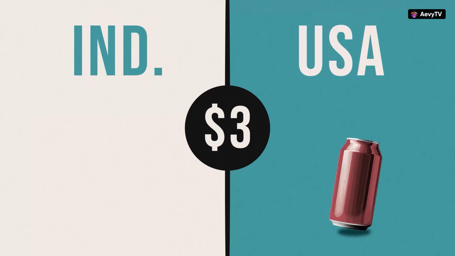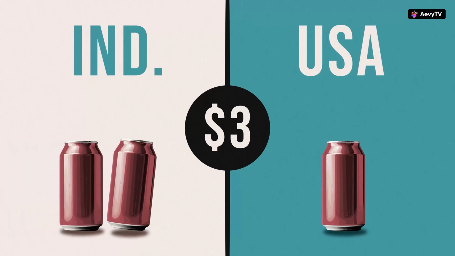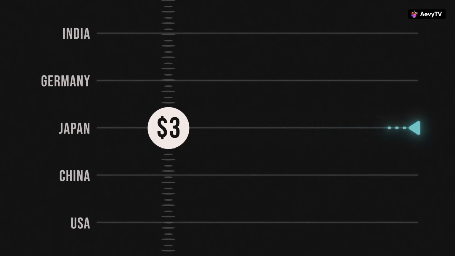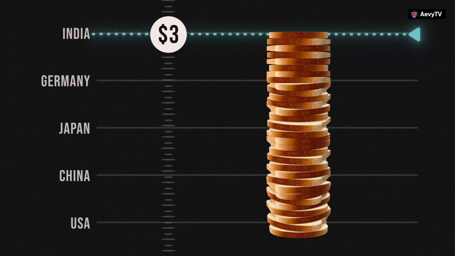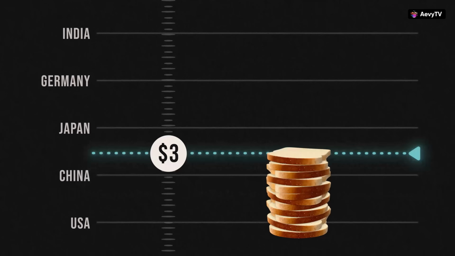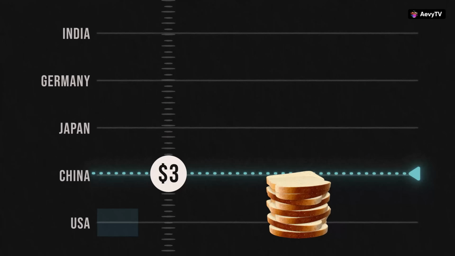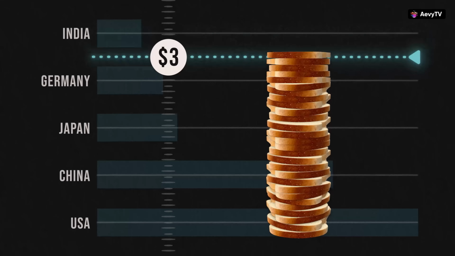Let me give an example, okay? $3 can get you 1 can of soda in America, but 3 cans in India. And this is where PPP or Purchasing Power Parity comes in. It basically lets us compare the real value of money between different countries and also helps us adjust GDP to show how an economy is doing.